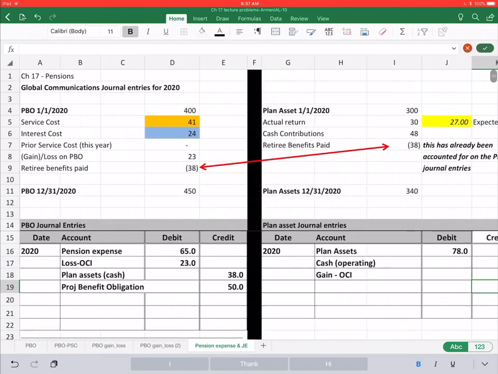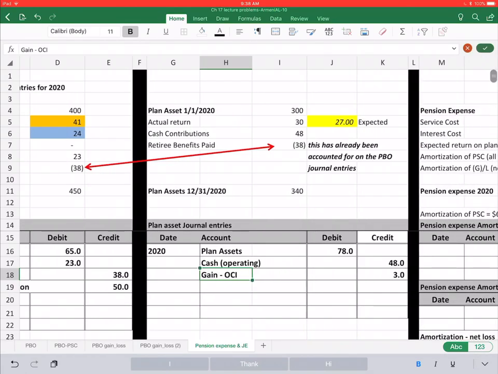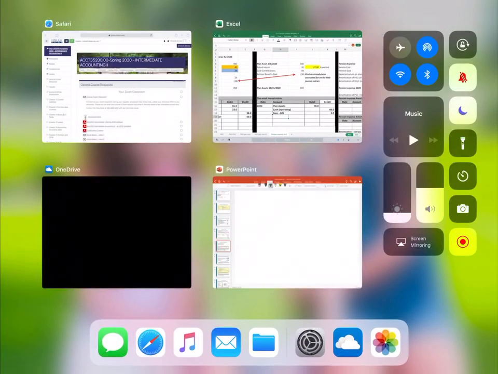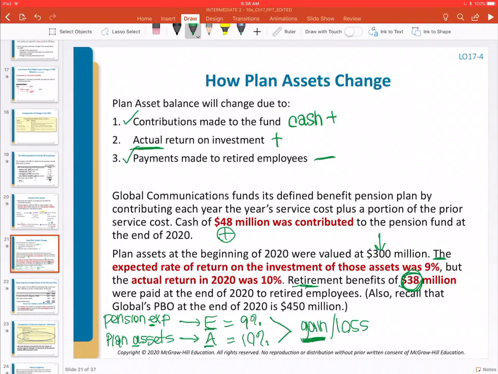So if we go back to plan assets, remember when we had a loss on our PBO, that loss went to other comprehensive income. Anytime we have gains and losses in these defined benefit plans, they are going to go to other comprehensive income. Okay, so just like the loss on the liability side went to other comprehensive income, this gain is also going to go to other comprehensive income. And then the last piece to this, if you remember I said in the PowerPoint that our pension expense, the expected return is going to be allocated or accounted for with pension expense.